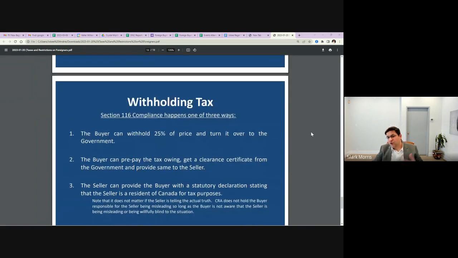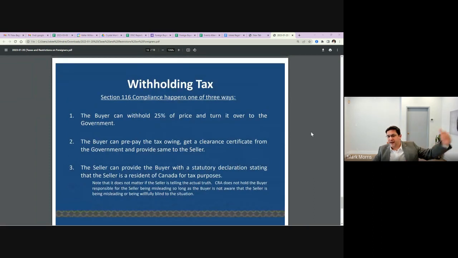This is what you can do. I've talked about it. You can either pay your 25%, you can withhold 25%, you can get a clearance certificate from the seller, or the seller can prepay their taxes and get a clearance certificate from the government. Speak to your lawyer if you're dealing with a non-resident, doesn't matter.